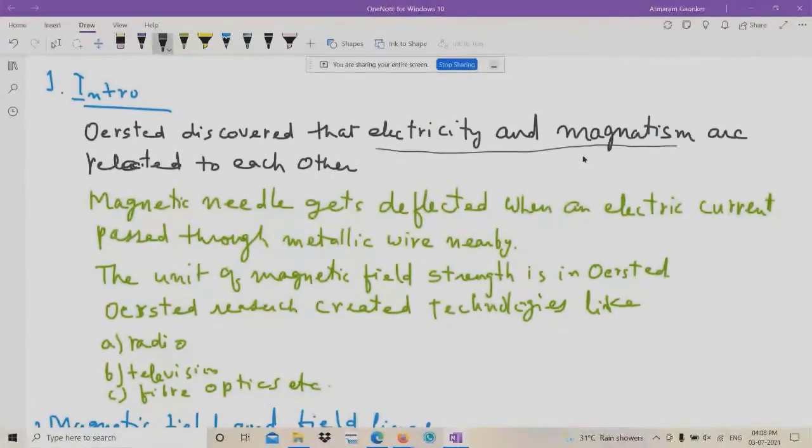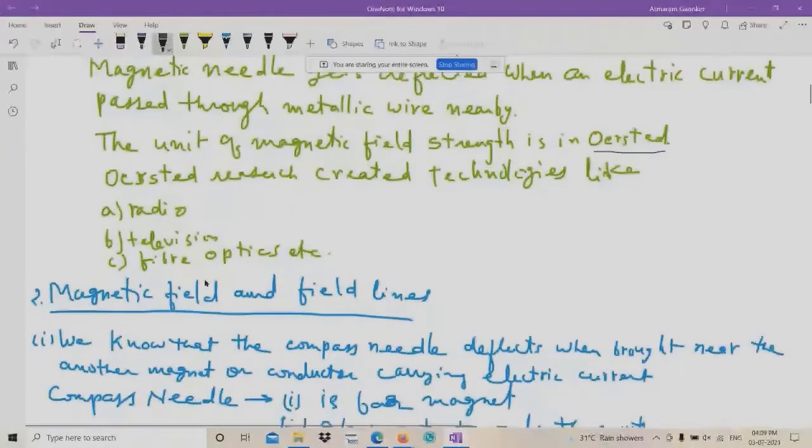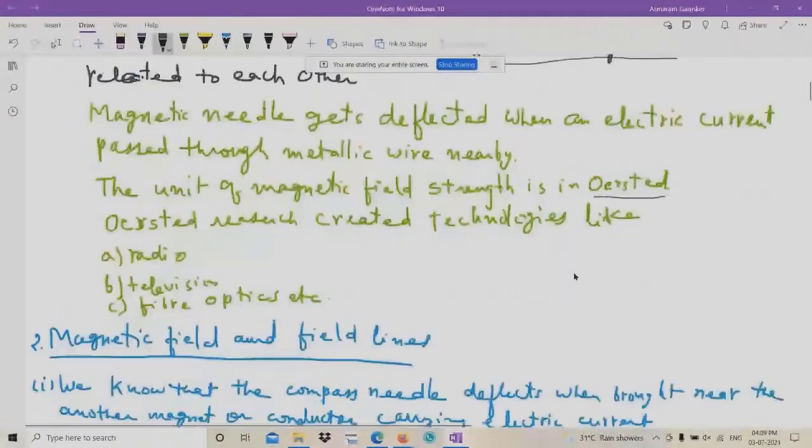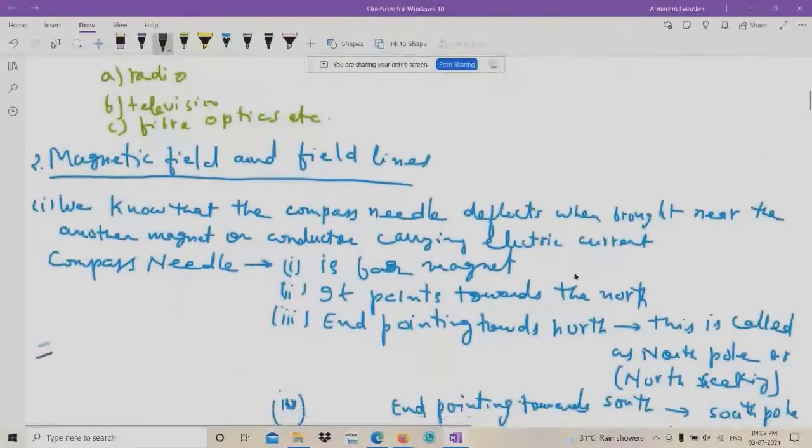What was the relation? He saw a magnetic needle gets deflected when an electric current passes through metallic wires nearby. That was found by Oersted. Because of his discovery, the unit of magnetic field strength is named after him as Oersted. And Oersted's research created technologies like radio, television, fiber optics, and so on. So this was just an introduction of this topic, and let us go to the next one.